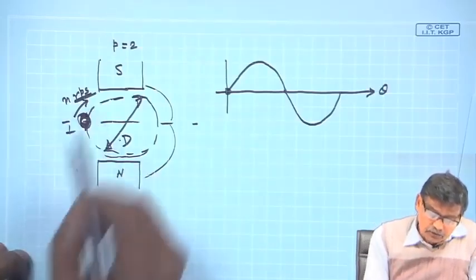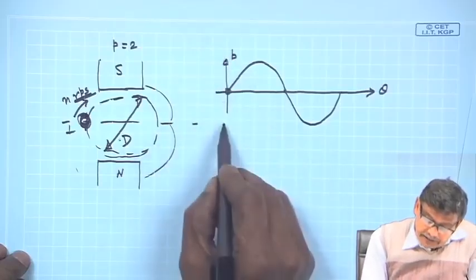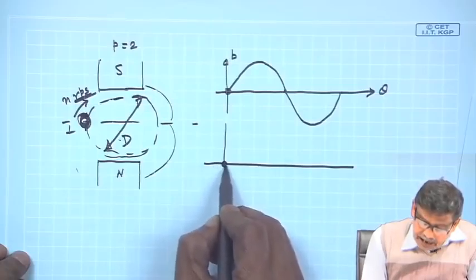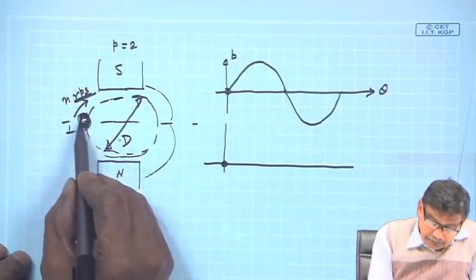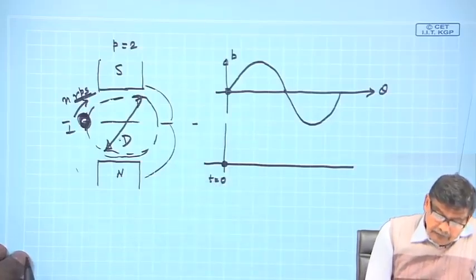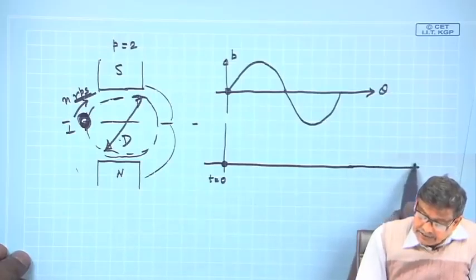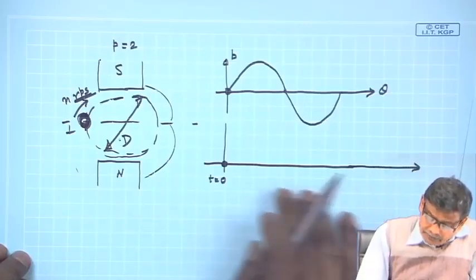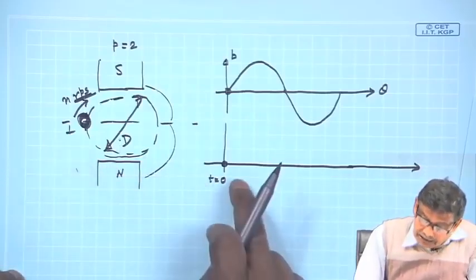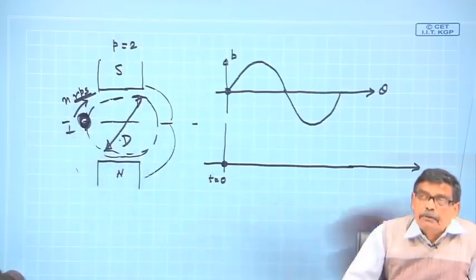Now, what will be the induced voltage? Induced voltage, this is the B distribution, and suppose the conductor was in this position at t equal to 0. This axis is position in space, no doubt, but it now indicates the position of this conductor as time passes.